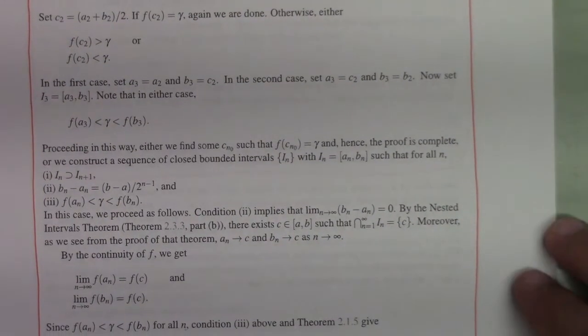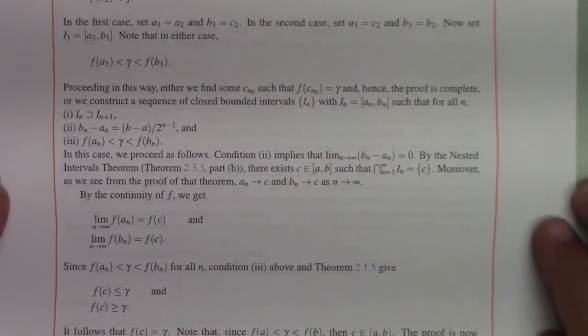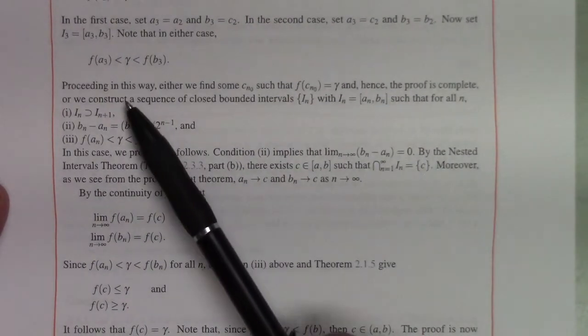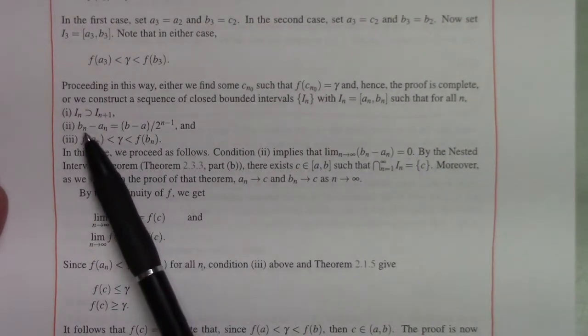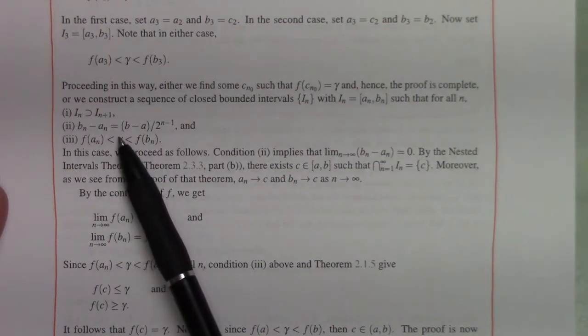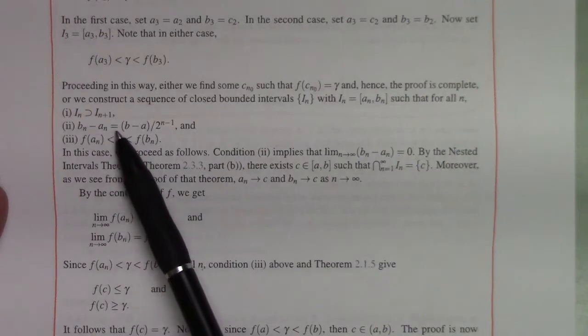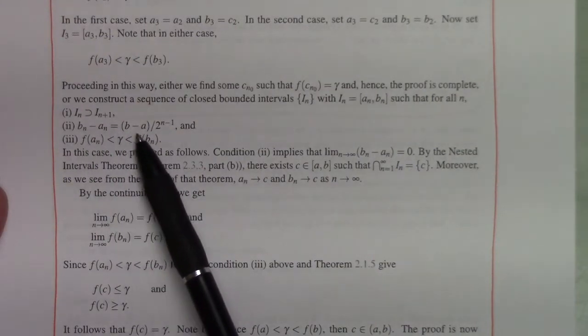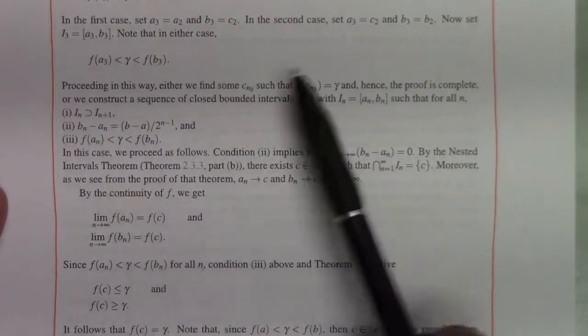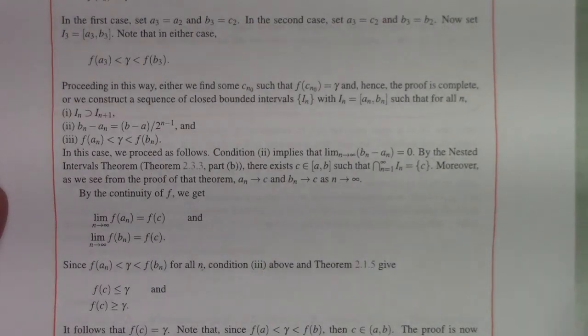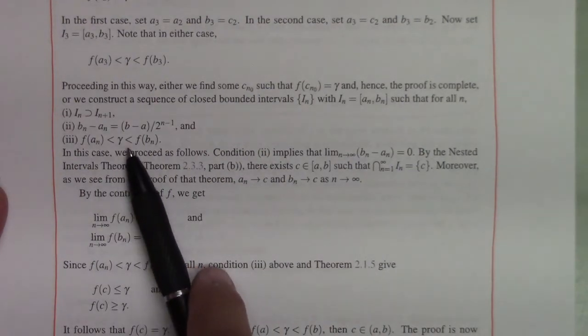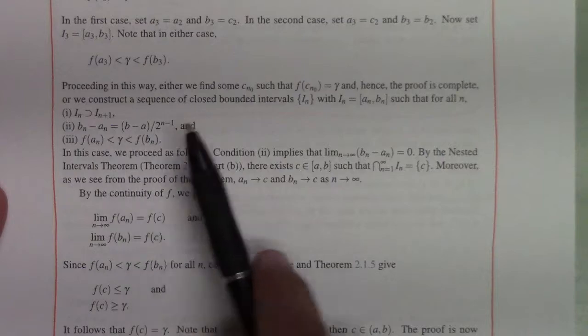And so what you're doing then is you're constructing a nested sequence, and this is the length of the sequence, bn minus an. You notice that it's b minus a over 2 to the n minus 1. As n goes to infinity, this goes to 0, so the length of the subintervals in the nested sequence is going to 0. And in every case, gamma is intermediate to an and bn.